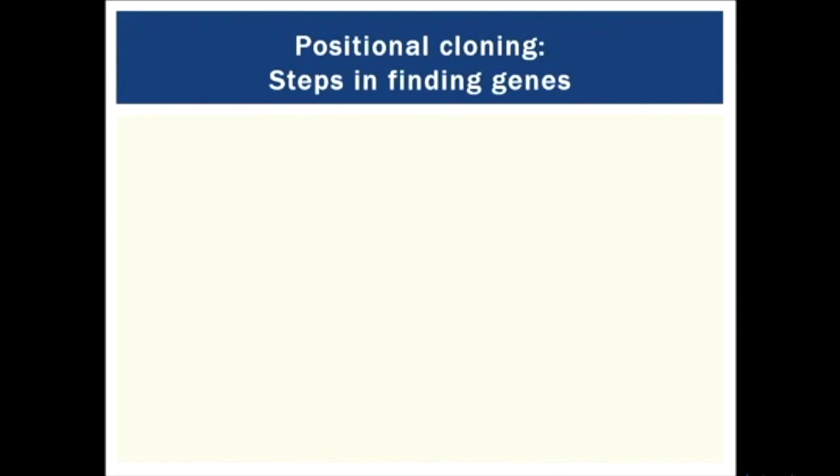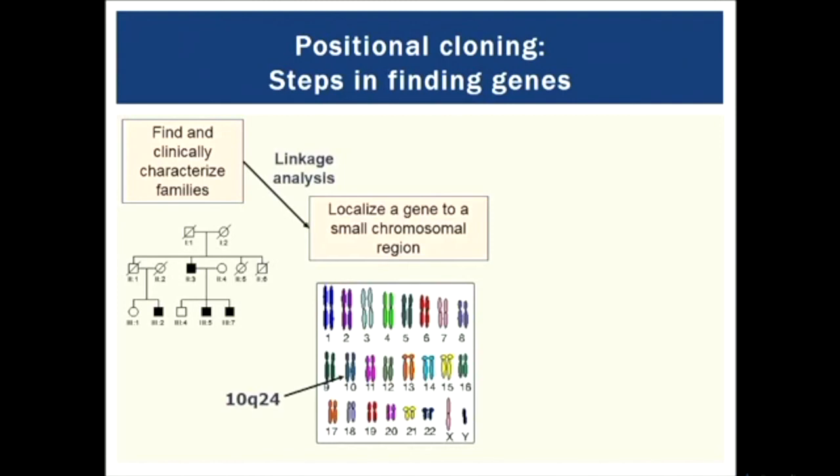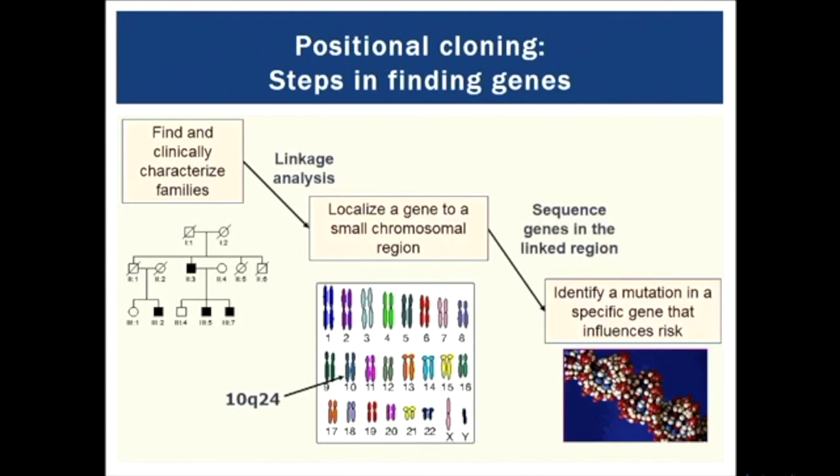So with positional cloning, what I mean is you find families with multiple affected individuals. Then you carry out a statistical method called linkage analysis in order to localize a gene to a small chromosomal region. And then you sequence all the genes in that region in order to identify a mutation in one of them that's increasing risk.